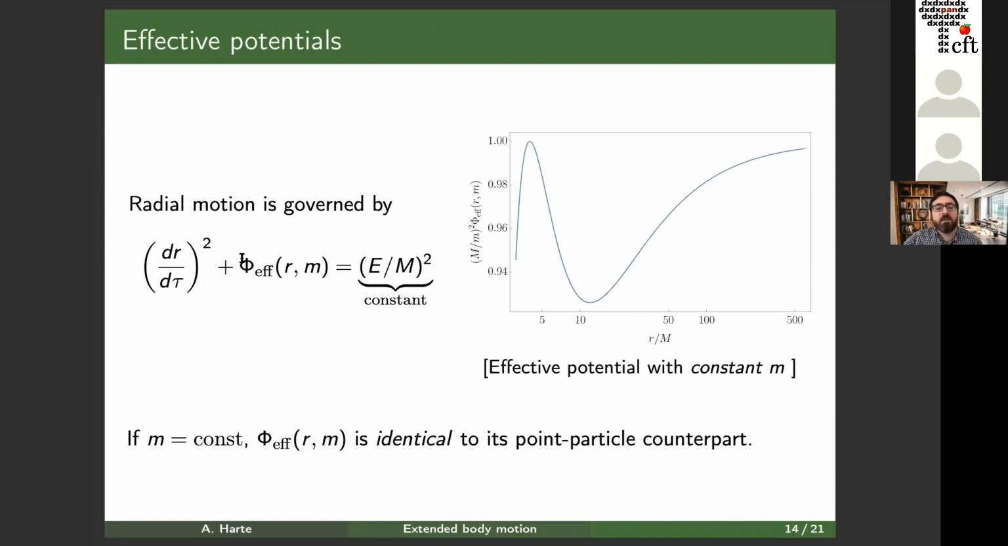But we have this effective potential here, which has the usual features of the effective potential in Schwarzschild for geodesics. But now I'm saying this depends not only on a radius, but also on a mass. And if the mass is constant, this is exactly the geodesic expression. It's identical to its point particle counterpart. Okay, so are we actually changing anything?